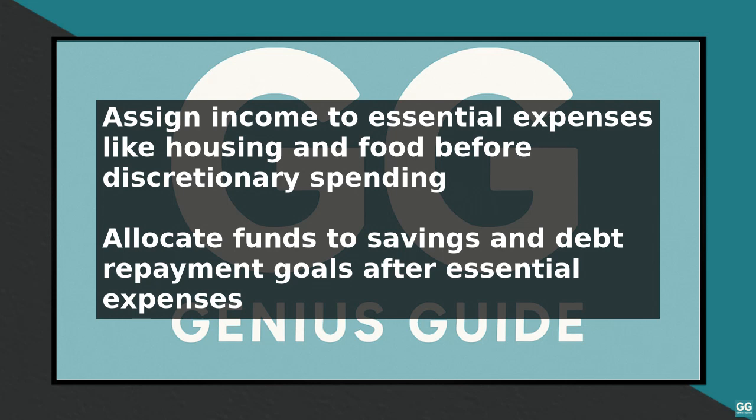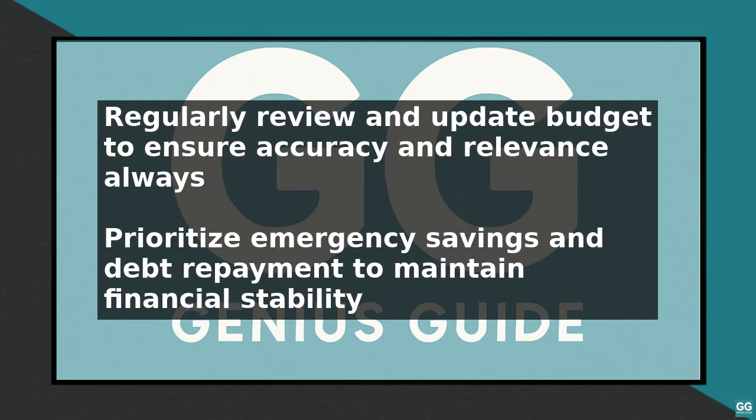For instance, if you earn $4,000 per month, you may allocate $1,500 towards housing, $500 towards groceries, and $200 towards entertainment. Best practices for EveryDollar zero-based budgeting include regularly reviewing and updating your budget to ensure it remains accurate and relevant. You should also prioritize emergency savings and debt repayment, as these can have a significant impact on your financial stability. Additionally, avoid impulse purchases and stick to your allocated amounts to ensure that you stay within your budget.